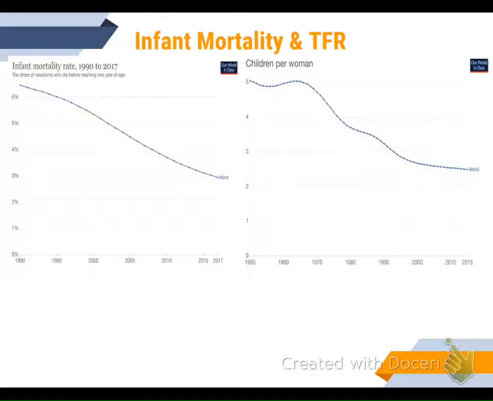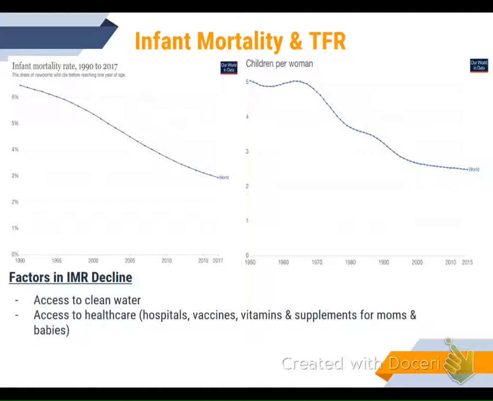Here, the infant mortality rate and total fertility rate is going down. The infant mortality rate, why? Because we have more access to clean water, better access to health care, such as hospitals, making sure you take your vaccines, you have vitamin supplements for both mom and dad and babies, and more reliable food supply. If you have food all the time, you're not going to have kids dying, and therefore they're not going to have to be replaced, so mom and dad can be taken care of later on in life.